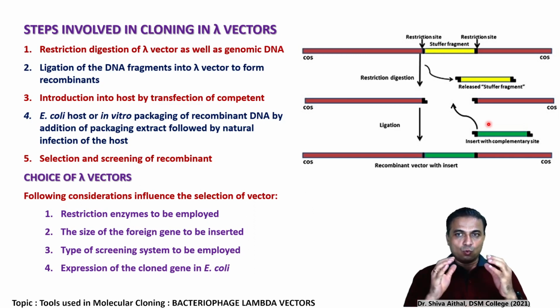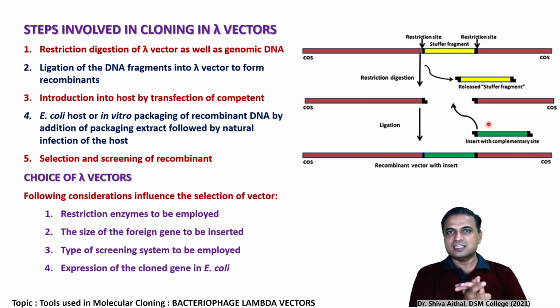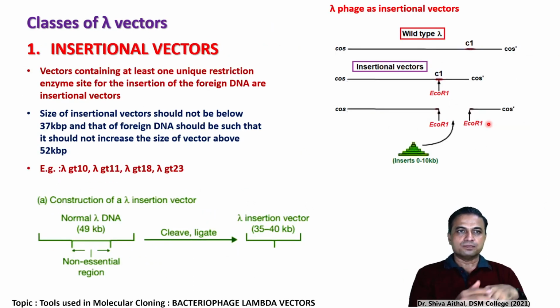Okay, so what are the factors which influence the selection of lambda phage as a vector? Whether it should be selected or not depends upon the restriction enzymes, the size of the gene of interest, and the screening system. Means after the whole thing is done, there should be some method to identify whether this has been properly inserted or not, and expression of the cloned genes. These are some of the issues.